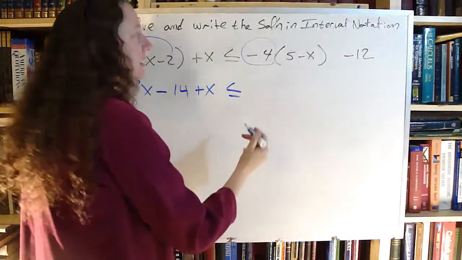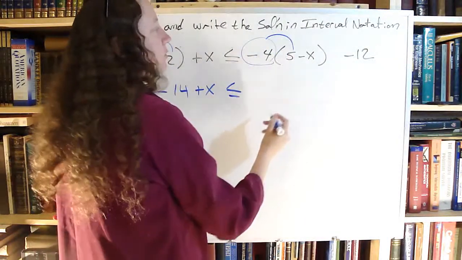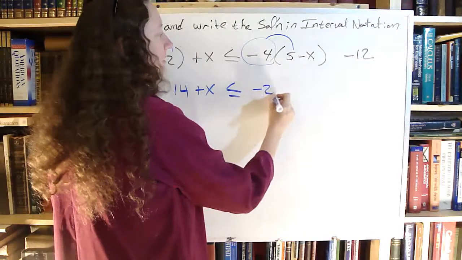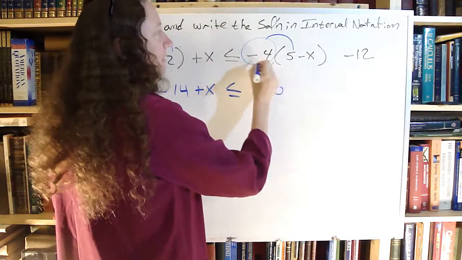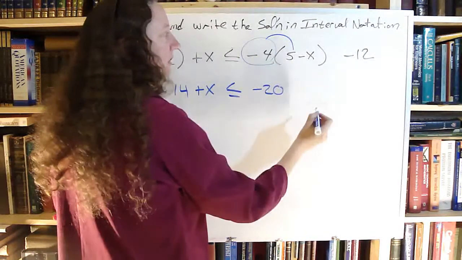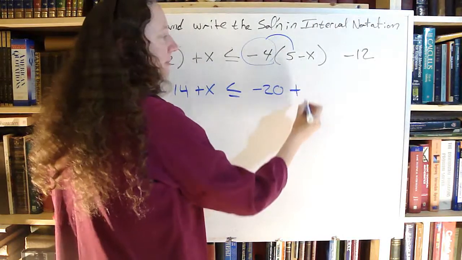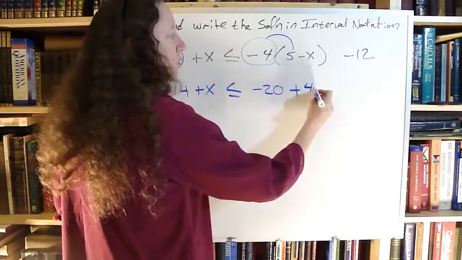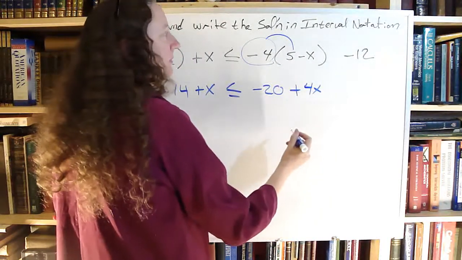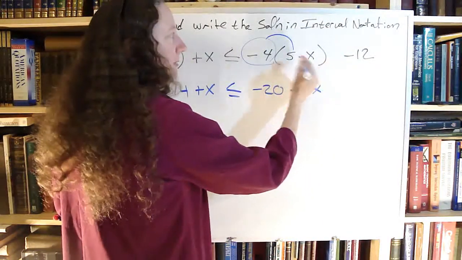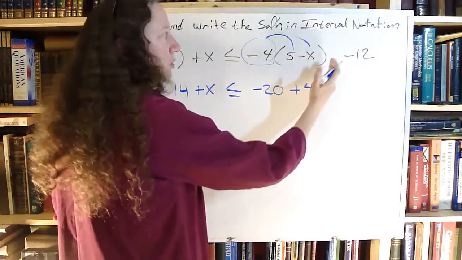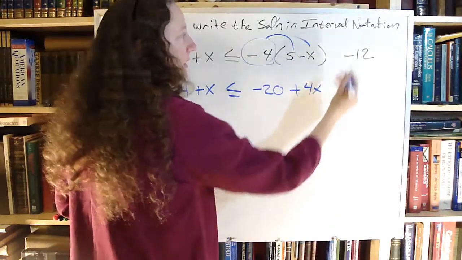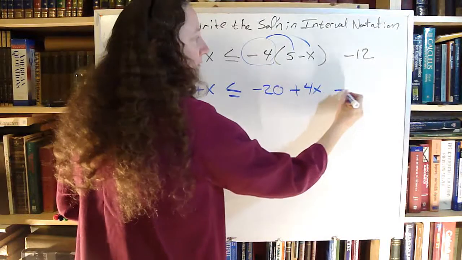Distribute. Notice I'm taking the negative sign with it. So negative 4 times 5 is negative 20. Negative 4 times minus x, negative times minus is plus. 4 times x is 4x. My parentheses stop, so I don't distribute anymore after that. I stop right there, and I just carry the minus 12 down.